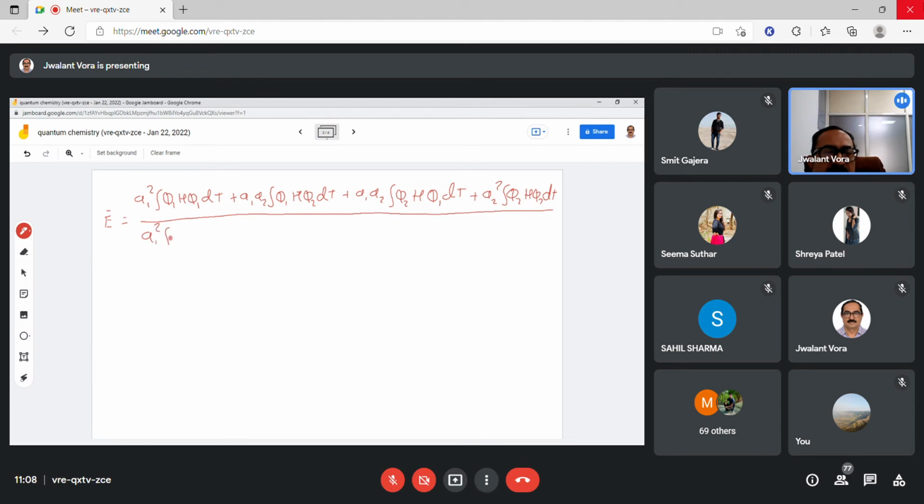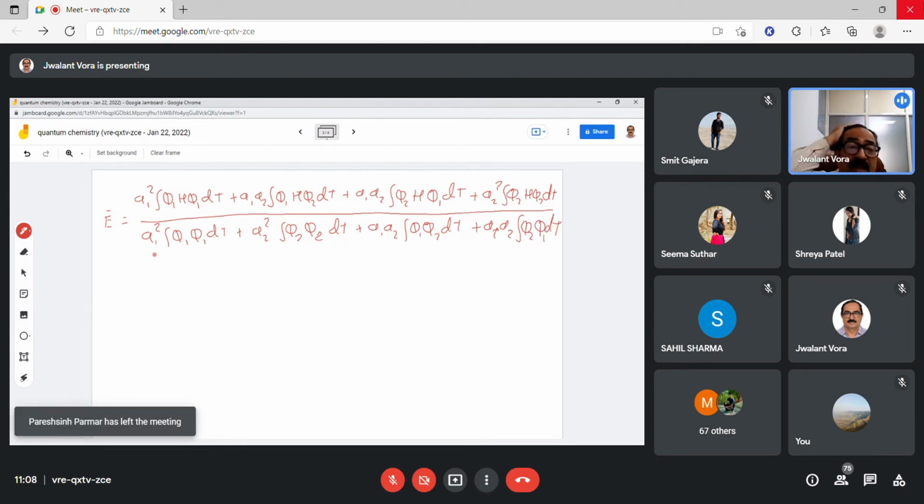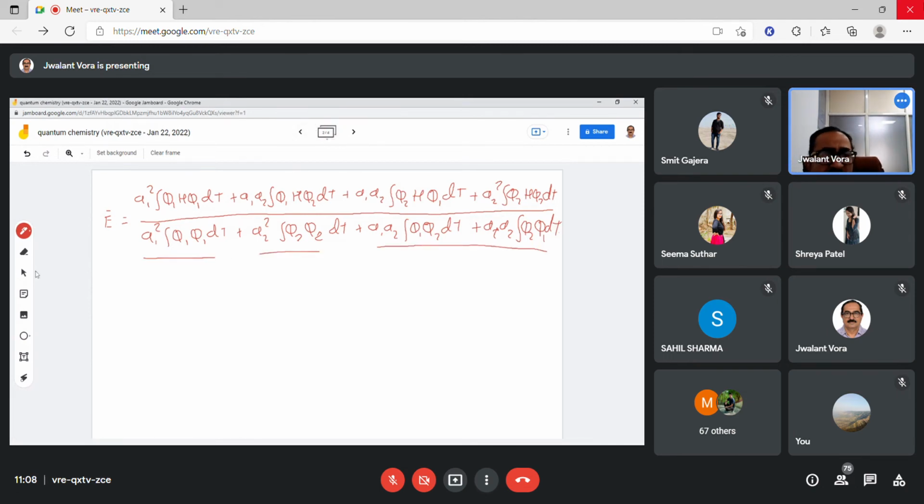c1 square integration phi1 square d tau plus c2 square integration phi2 square d tau plus c1 c2 integration phi1 phi2 d tau plus c1 c2 integration phi2 phi1 d tau. આ જુદી રીતે લખ્યું છે, સેમ જ વસ્તુ છે, a square plus b square plus twice ab. હવે આપણે આ ઇન્ટિગ્રલ્સ ને સમજીએ જે યુકેલે આપણને આપ્યા.